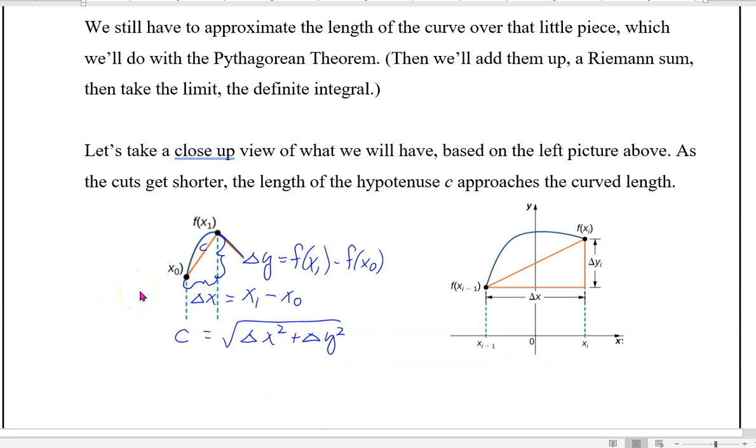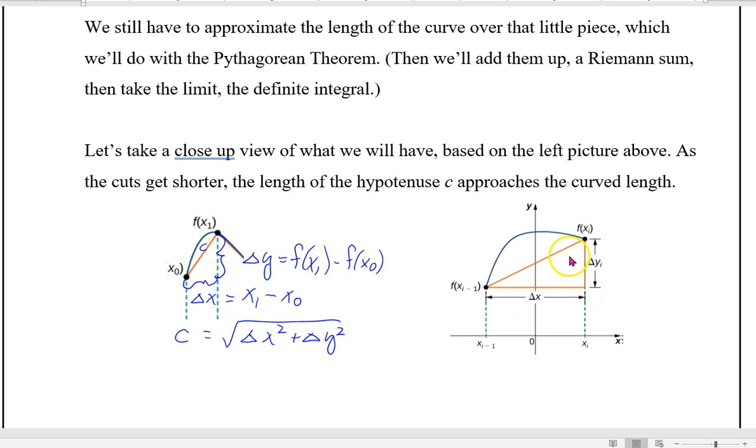Let's look at how we can use the Pythagorean theorem to approximate the length of the curved section. So for example, going between x naught here and x1, we have the function value f of x naught, which is this here, and f of x1, which is this here. We want to find the length of this curved section in the darker blue, and we approximate it with this straight line segment in the orange-red color labeled C. We do this by using the Pythagorean theorem.